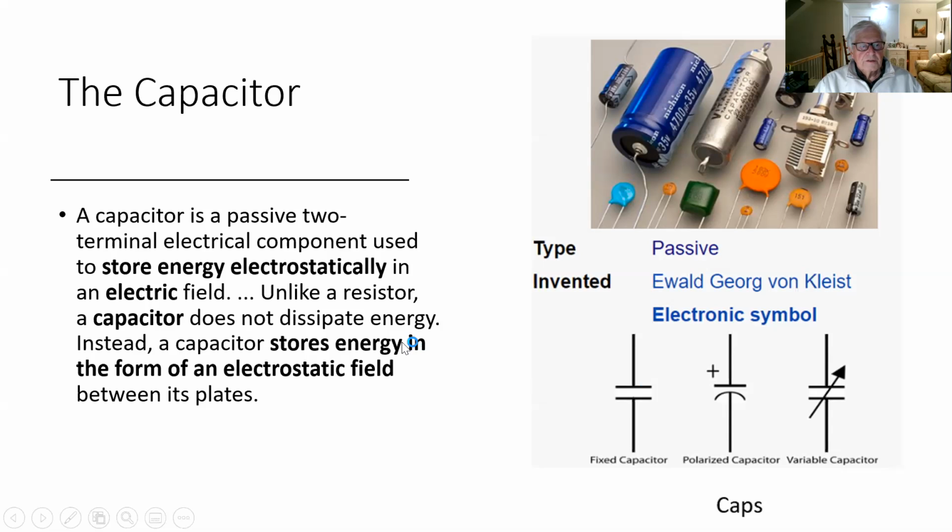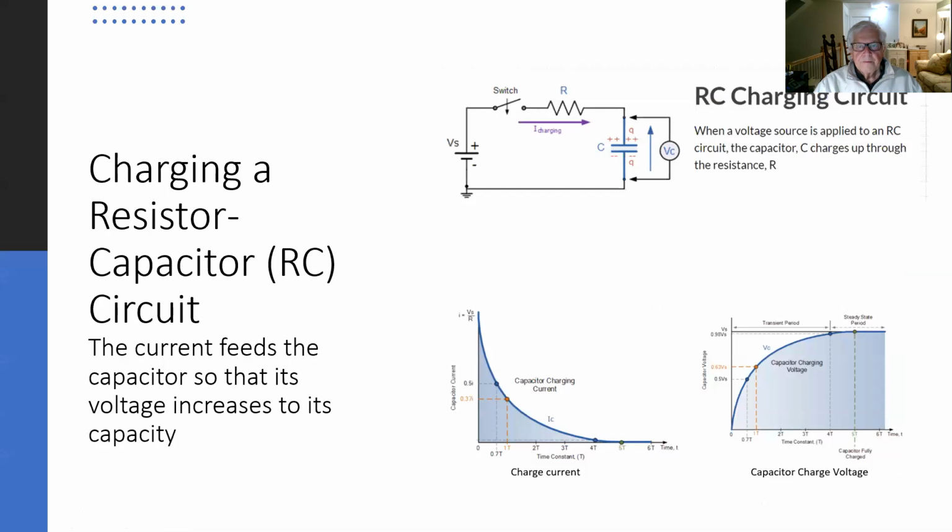It's basically a two-terminal device which stores energy electrostatically in an electric field. It does not dissipate the energy. Instead, it stores the energy in the form of the electric field. Now, looking at the charging and discharging of an RC circuit, in other words a resistor and a capacitor in series, we're going to charge it up using a DC current.